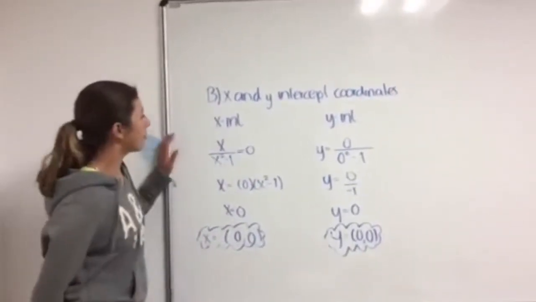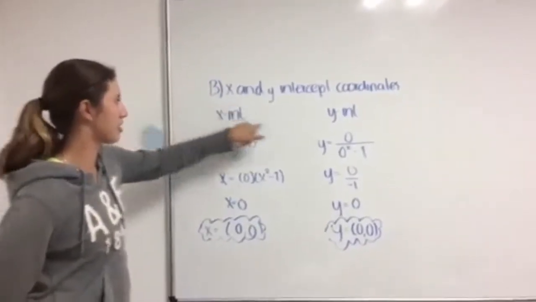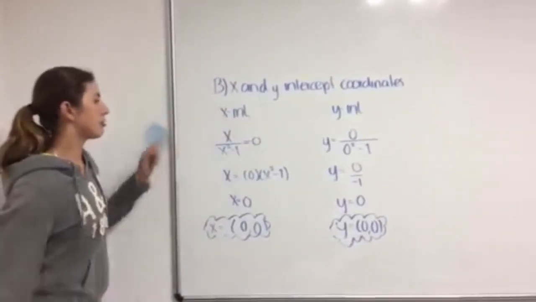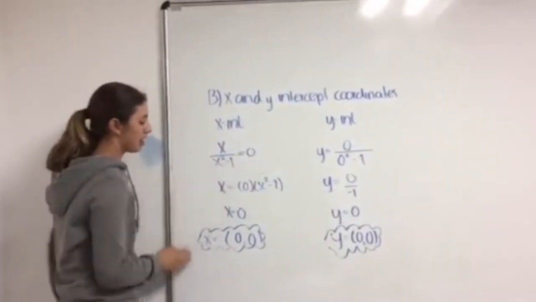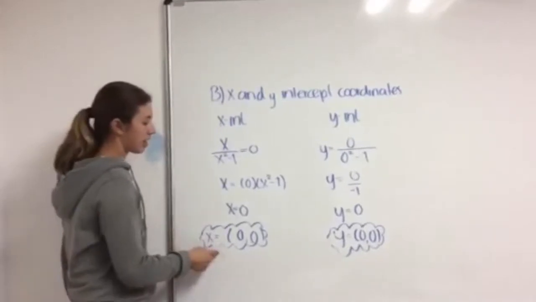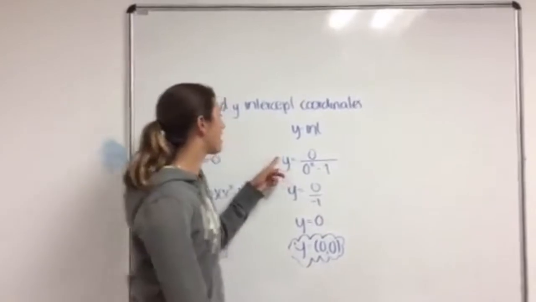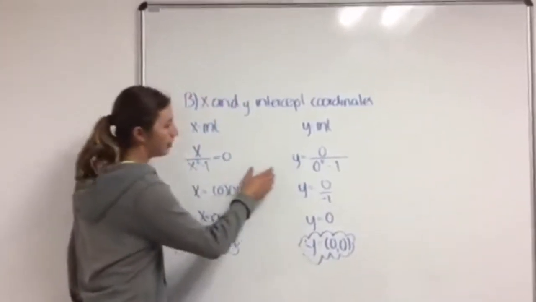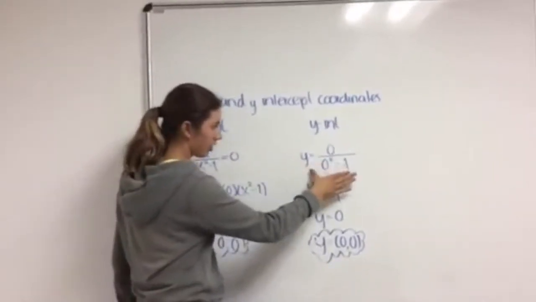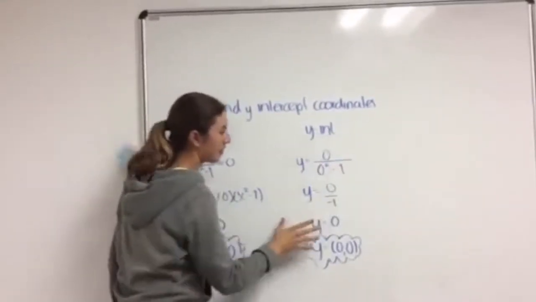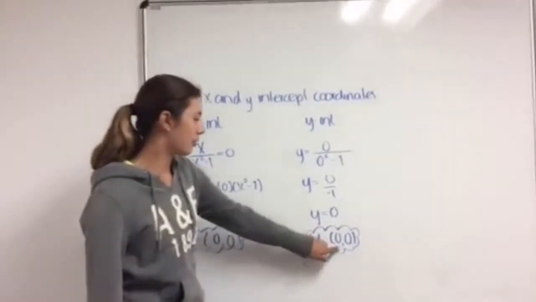So here is point B, and here we are going to find the x and the y-intercept. For the x-intercept, you have to set the function equal to 0, and then we have that the intercept in x is (0, 0). For the y-intercept, x is equal to 0, so you make the procedure, and the intercept in y is (0, 0).